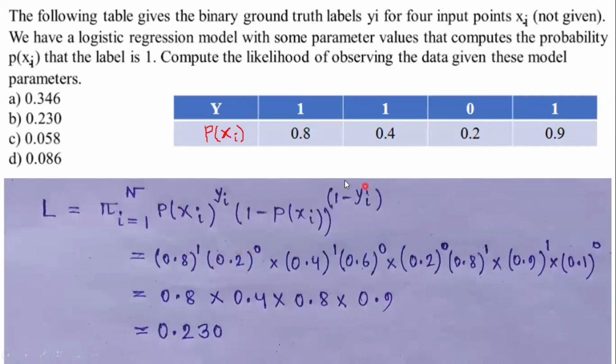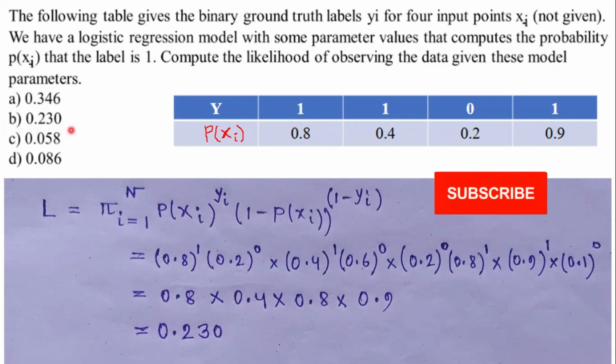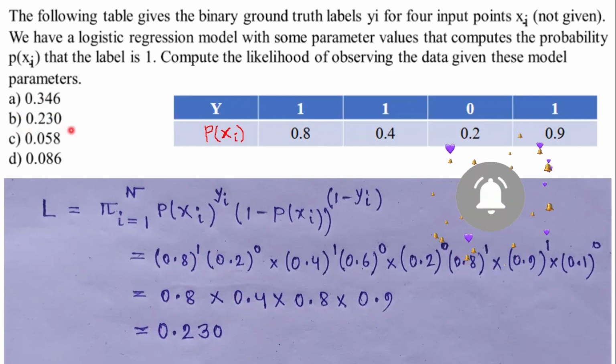The same way you have to write the equation, the p(xi) value and the yi value, and for each value we have to write the equation in the same way. After that we will get 0.8 into 0.4 into 0.8 into 0.9. So the value will be 0.230. That means option B will be the answer to this question. If you do these two questions, then you will be able to do this same type of question if it comes in your final exam.